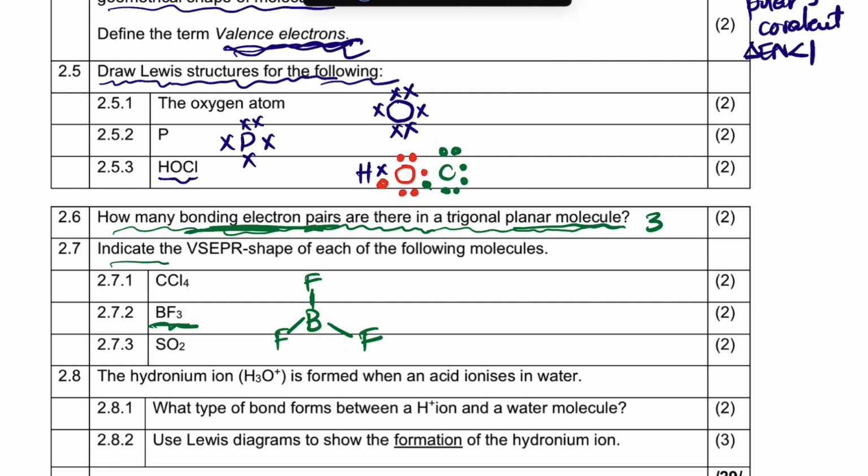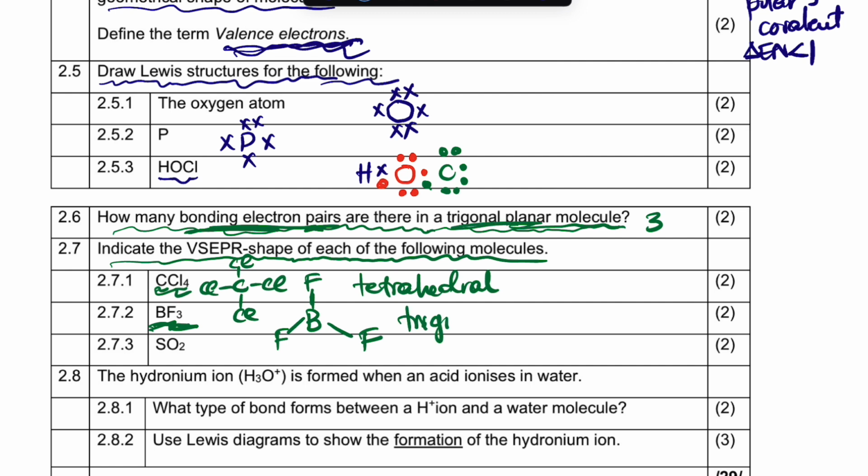And then it says indicate the valence shell electron pair repulsion shape. What is the shape of this one? The shape of this one, guys, it's like this. It's a C with 4 chlorines: a chlorine there, a chlorine there, a chlorine there, a chlorine there. So this one, if it has 4 bonds, it's what? It's tetrahedral. You must know the shape, guys. And this one I've already explained. It's a trigonal planar.